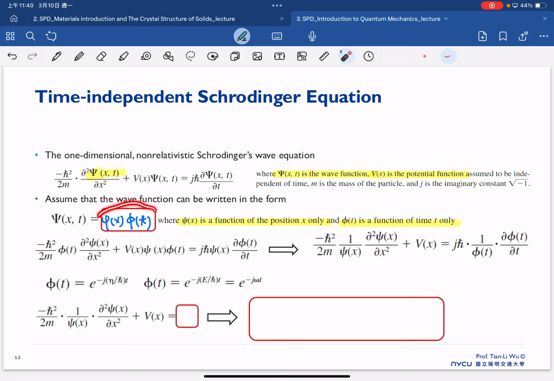And then once we put this back into this equation, we have this formula here, and with further calculation it becomes this. Also, we can consider our phi of t to be equal to exponential of minus j omega t. Then the wave equation here can be simplified as shown here, which is equal to E. So finally, we have the equation.